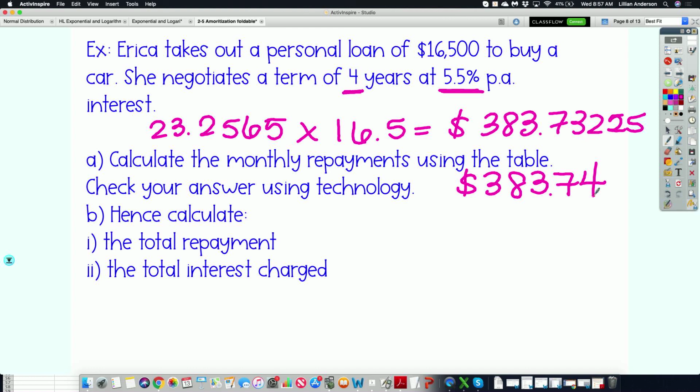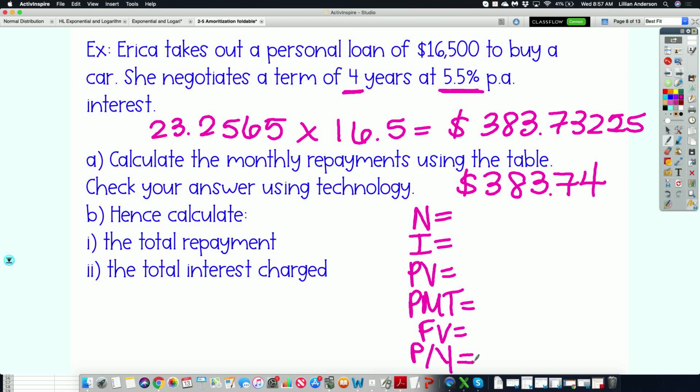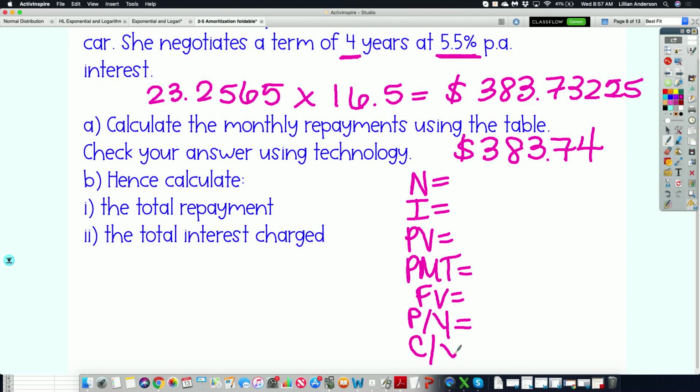Now let's check this answer using our calculator. When you do use your calculator for these types of problems, in order to get all the potential points possible, you are going to need to write out exactly what's on your screen. That's the N, the I, the PV, the PMT. You'll have to write out literally every line and write in what you typed in. This is the only time calculator notation is okay in IB when you're using this application, okay? Then the last thing is payments per year and then compounding periods per year.